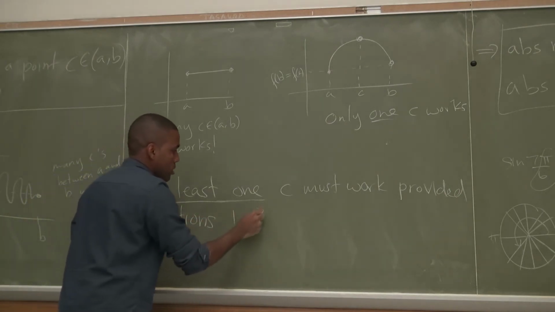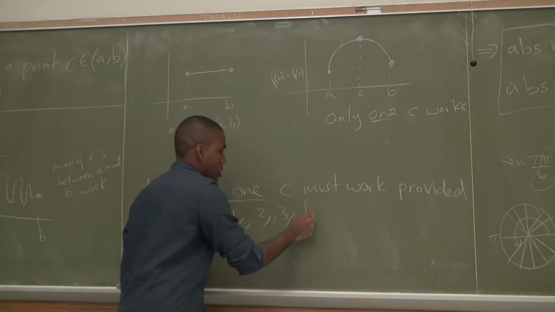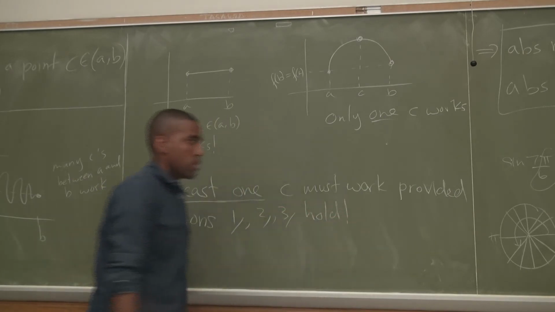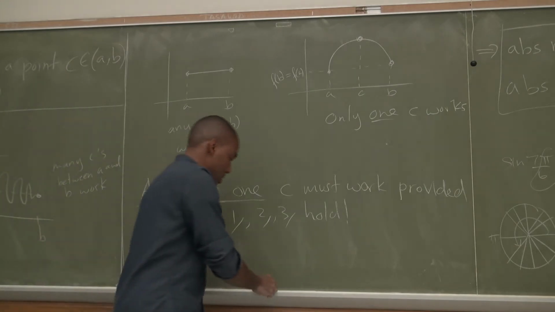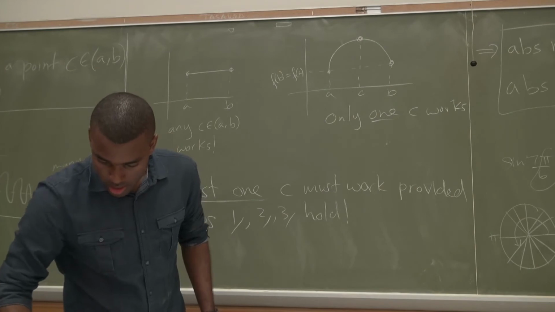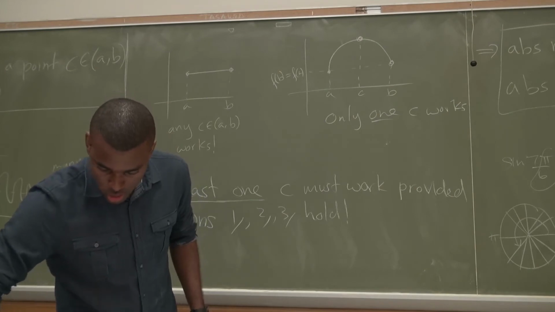Conditions 1, 2, 3, 4. Right? So as long as your function is continuous, it's differentiable, and the endpoints give you the same y value, you're guaranteed at least one point where there's a horizontal tangent line. That fact is super important.